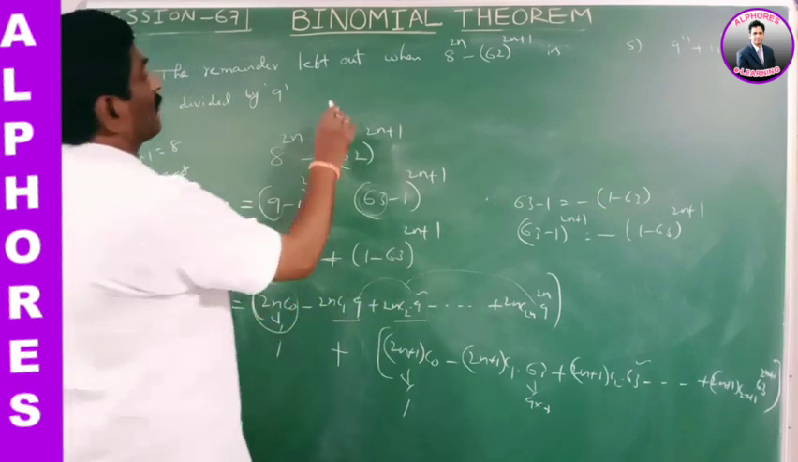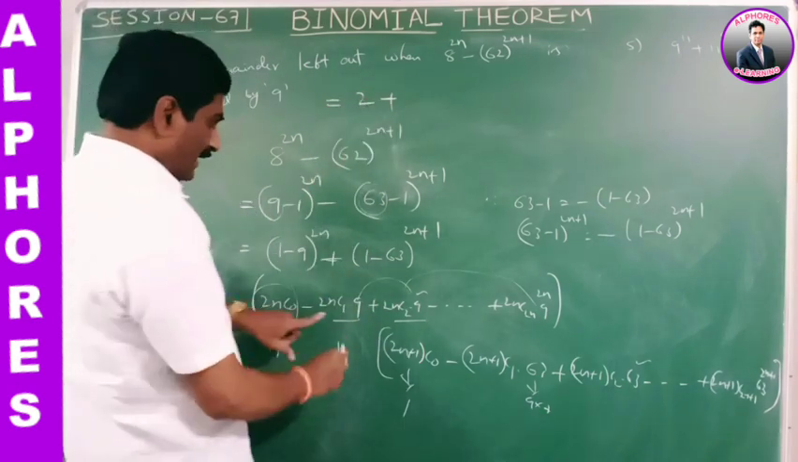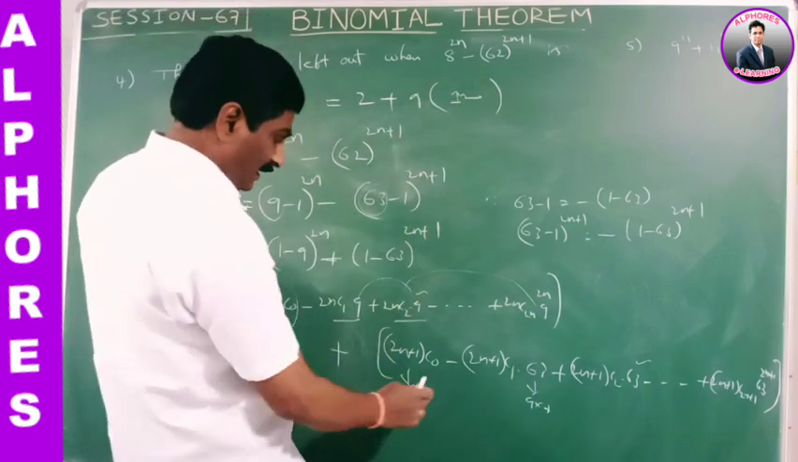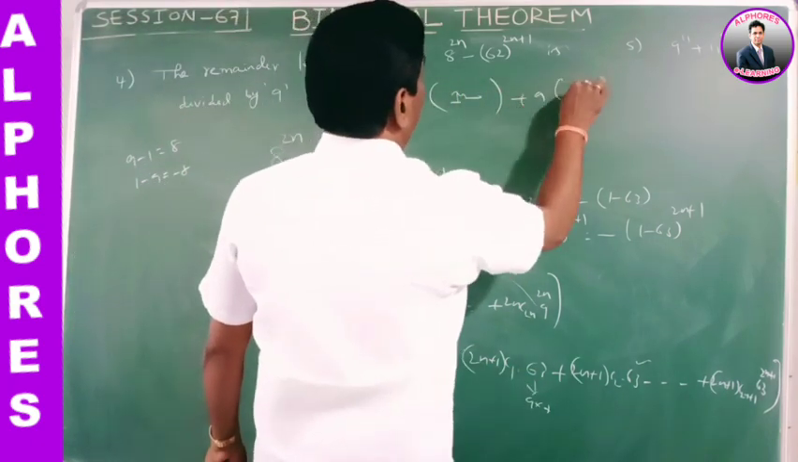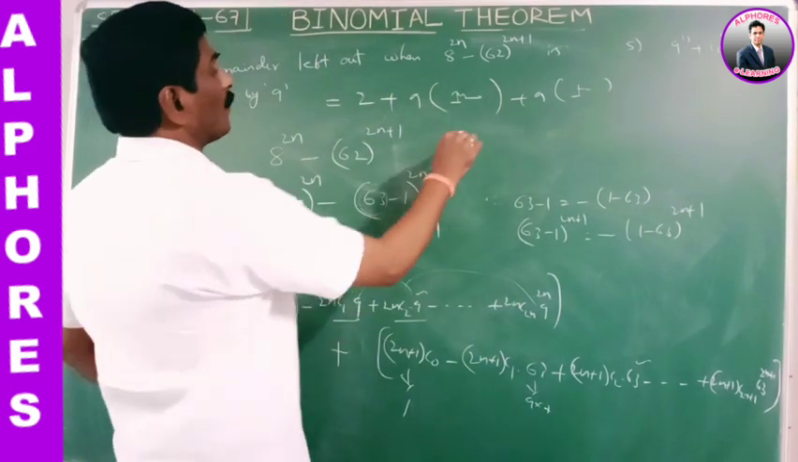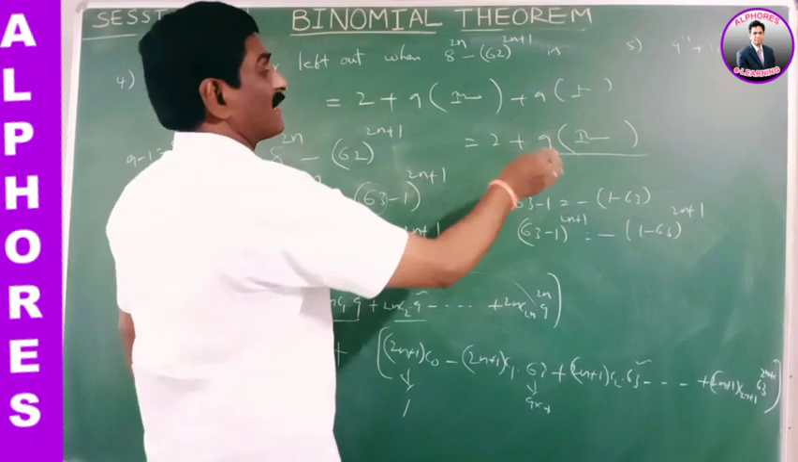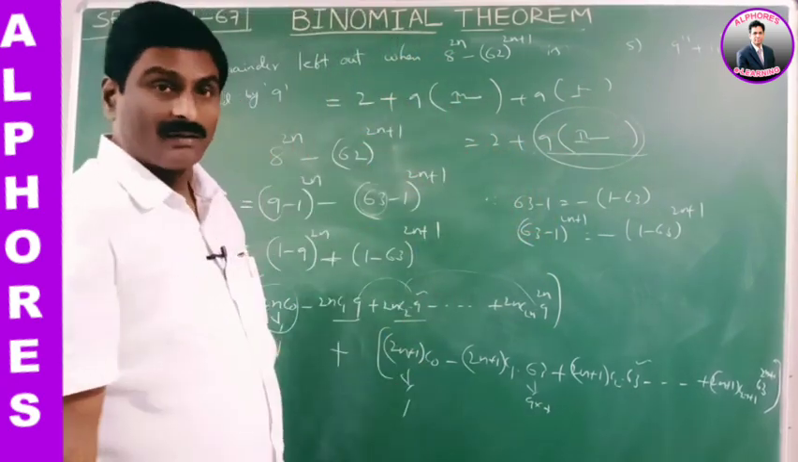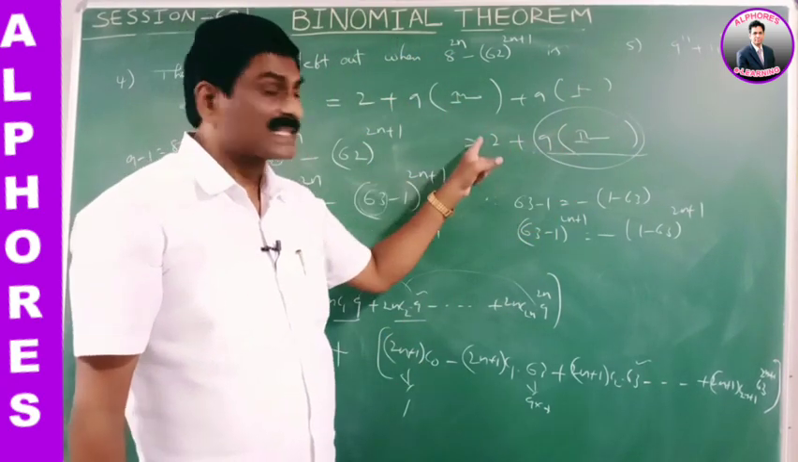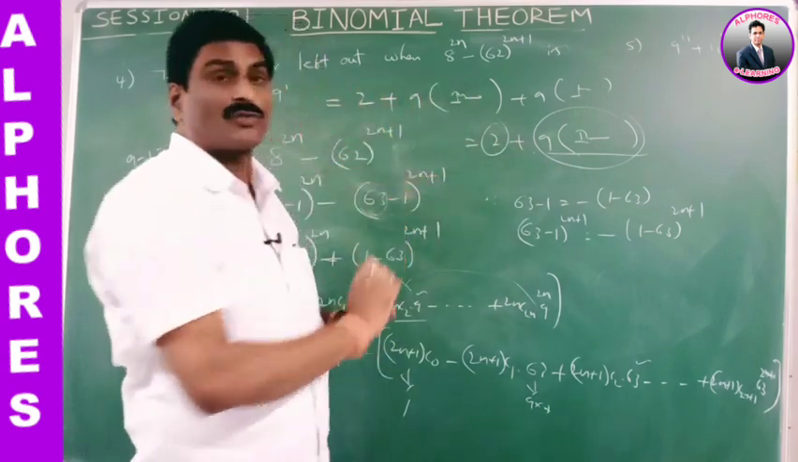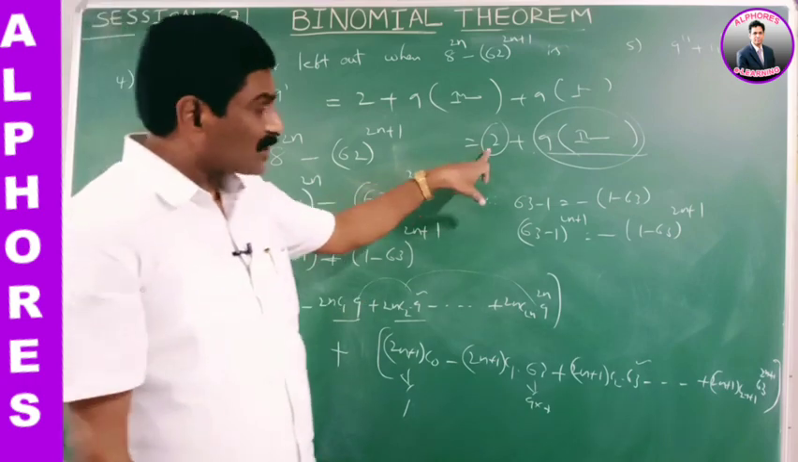That can be reduced into 2 plus 9 into some integer. Here 9 is the common term, 9 into some integer. What is the meaning of this? 2 plus 9 into an integer plus integer means integer. 9 into an integer means this value is divisible by 9. What is the remainder? 9k plus some constant. This 2 is an integer. Is 2 positive or negative? Positive. If it is positive, that is the remainder.